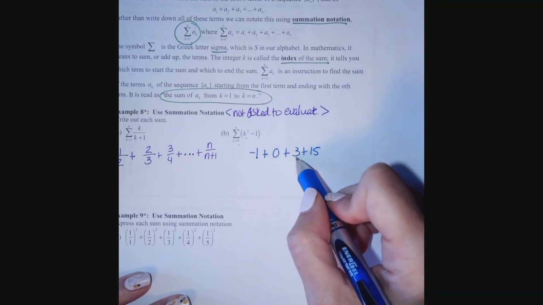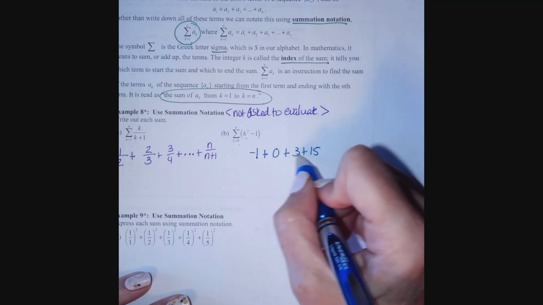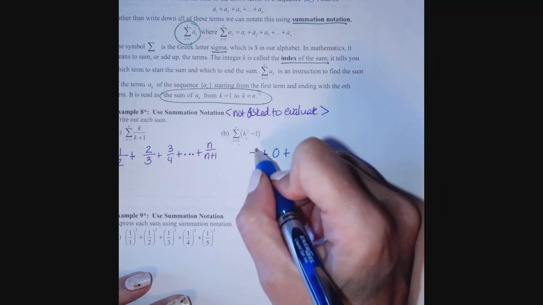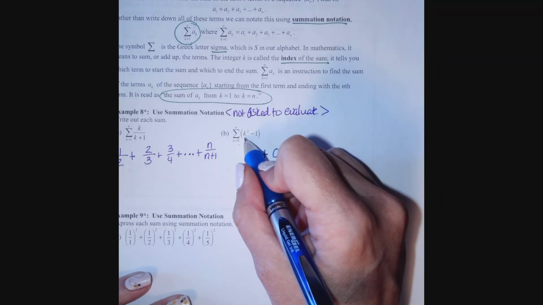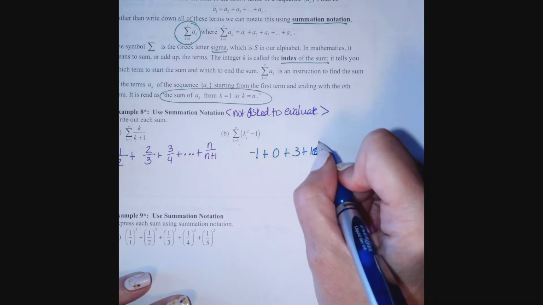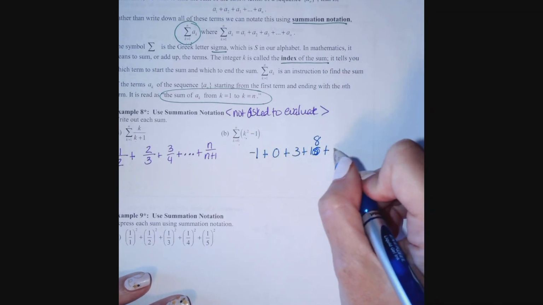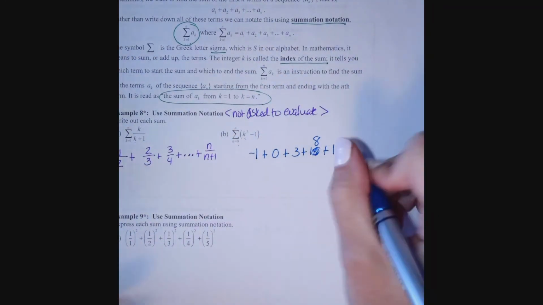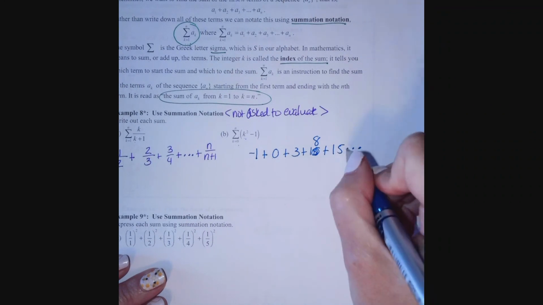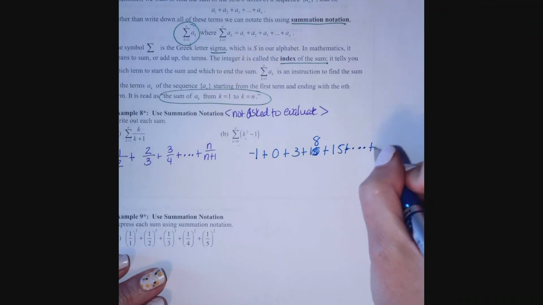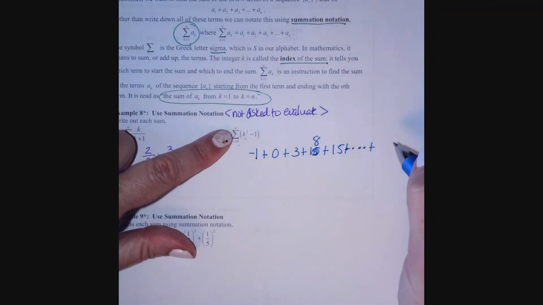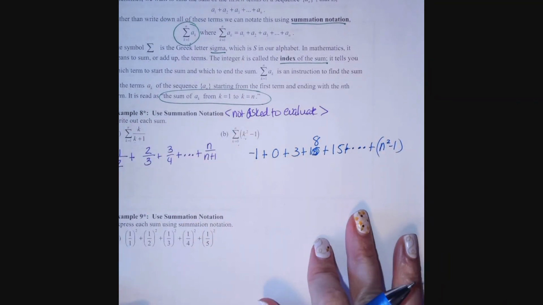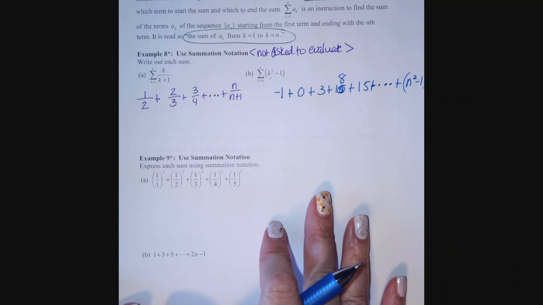0, 1, 2, 3. I got off. So if k is 3, 3 squared is 9 minus 1 is 8. And then if k is 4, I would have 15. I looked down and I got off. And I've got to keep going forever, right? So plus all the way to where k is equal to n, which would be n squared minus 1. That would be my last term in my series.